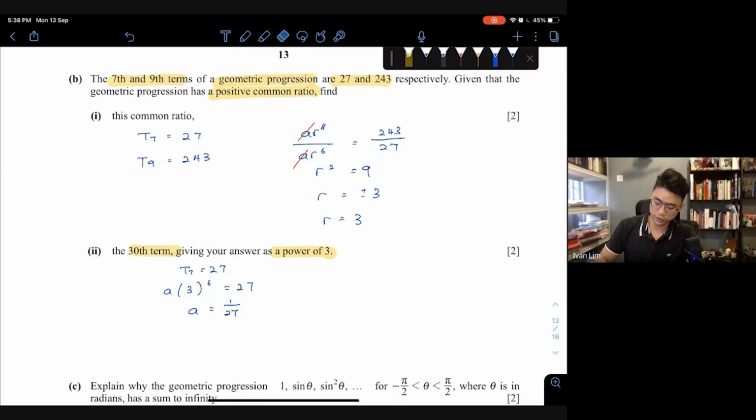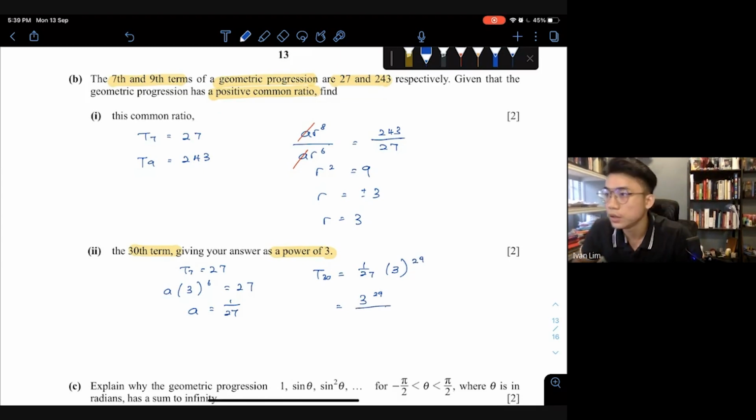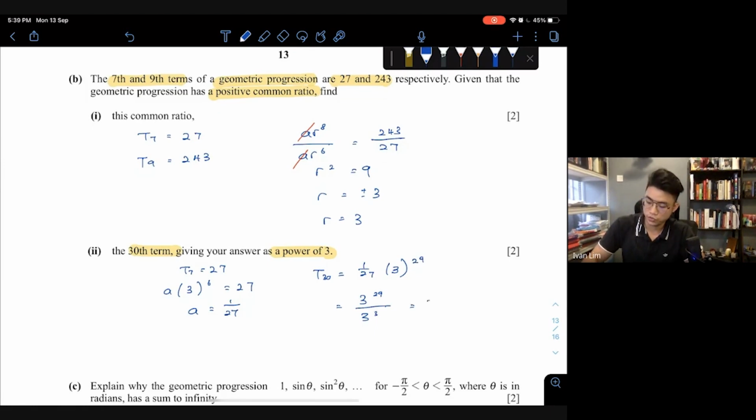We want the 30th term, which is 1 over 27 times r to the power of 29. Okay, they want it in terms of power of 3. So we can write it as 3 to the power of 29 over 3 to the power of 3, which will get 3 to the power of 26.